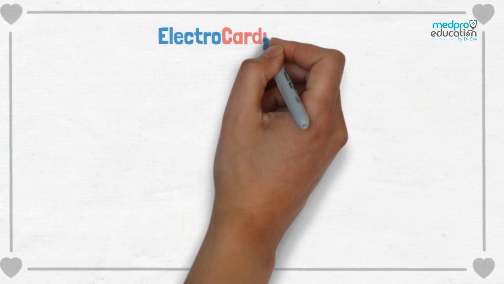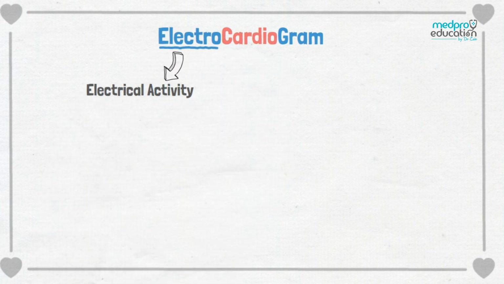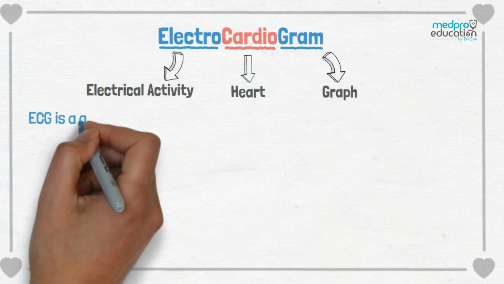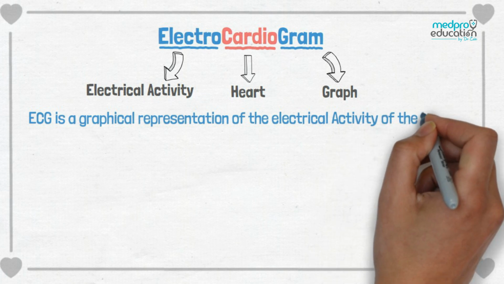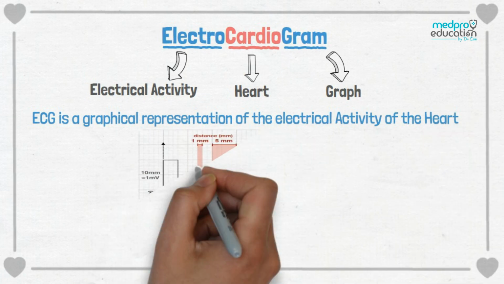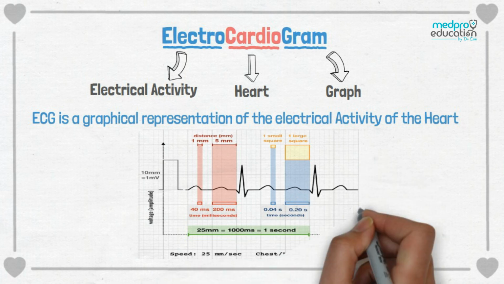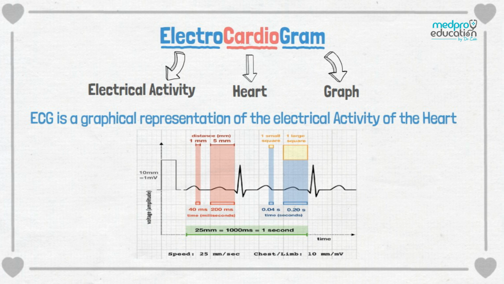Electrocardiogram or ECG. Electro means electrical activity. Cardio means heart. Gram means graph. ECG is a graphical representation of the electrical activity of the heart. It records the timing and strength of these impulses as they move through the heart, producing a waveform that can be analyzed to assess heart health.